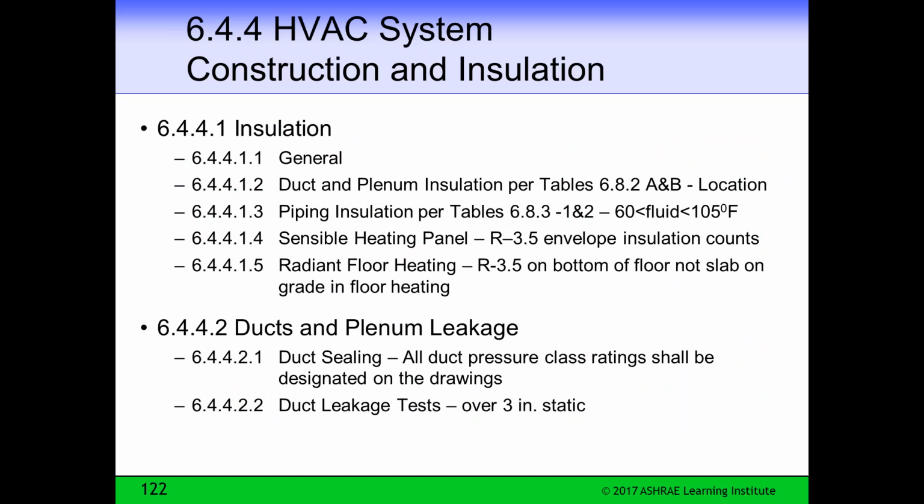Now, HVAC system construction and insulation. These are still mandatory requirements, and for insulation, we have some general requirements, and then we have duct and plenum insulation per tables 682 A and B. Now, duct insulation is based on what's going through the duct, whether it's a heating duct, a cooling duct, or a heating and cooling duct, and where that duct's located. So if it's in conditioned space, we have a different requirement than if it's exposed on the roof. So that's the way that table breaks down. Now, piping insulation per table 683, 1 and 2.